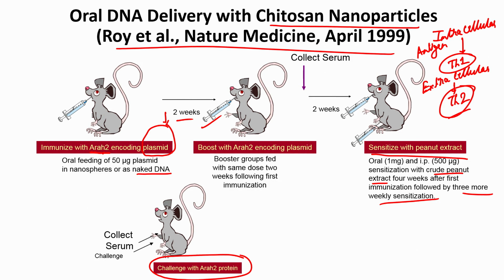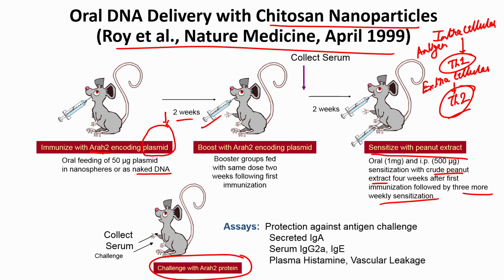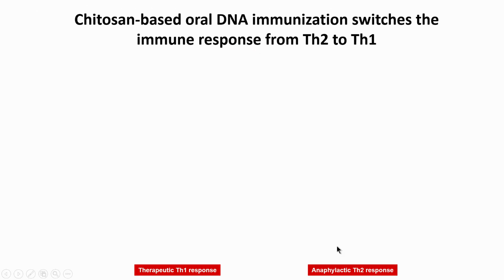So, you can collect the serum, and then once you have the serum, you can look for whether there is an IgA response, whether there is an IgE response, whether vascular leakage is happening or not, so whether anaphylaxis is happening or not, and similarly the plasma histamine, which is another marker for anaphylaxis. So, let us see what happens.